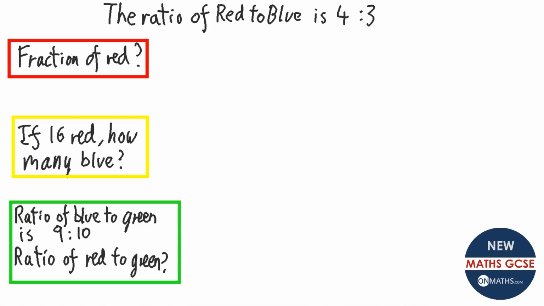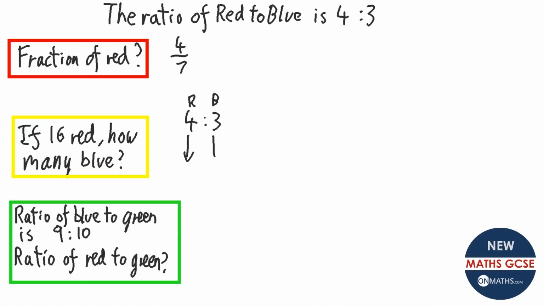Okay, so for this first one, fraction of red, well, we've got 4 reds and there are 7 parts altogether. So the fraction of reds could be 4 over 7. Now, I'm going to write down the ratio. So we've got 4 reds to every 3 blues.